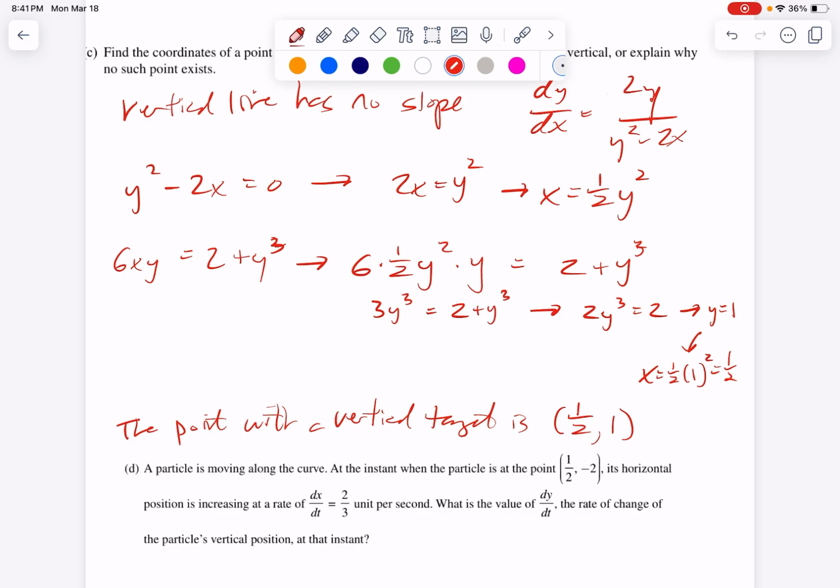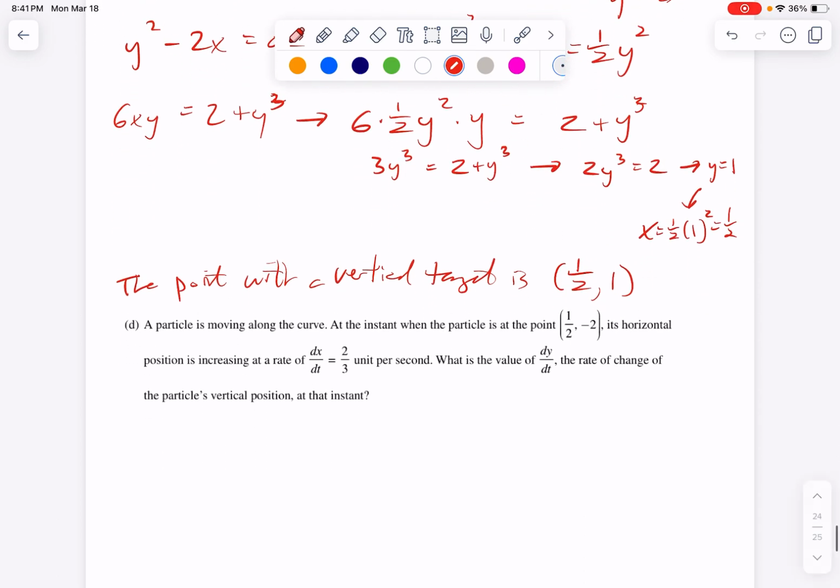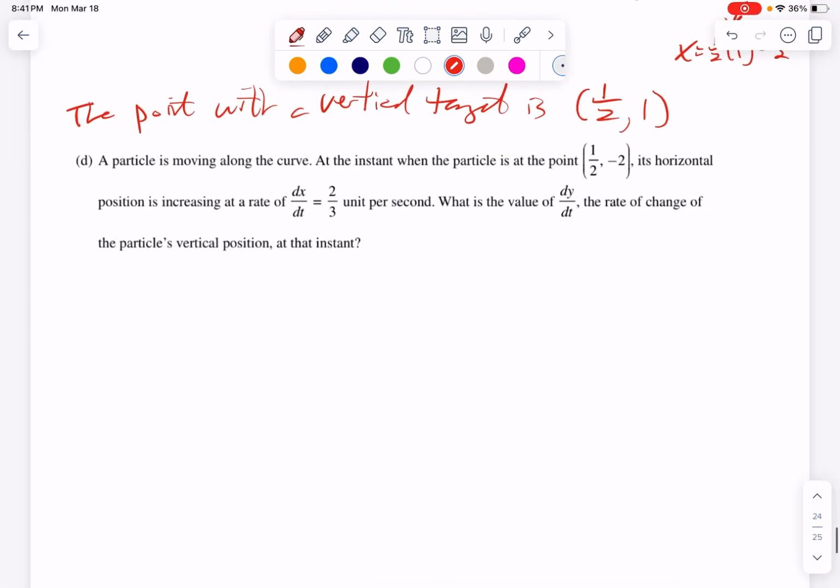This is worth 3 points total. Basically 1 point for setting that denominator to 0, 1 point for getting to y equals 1, and 1 point for figuring out x. Something like that. All right, last bit.